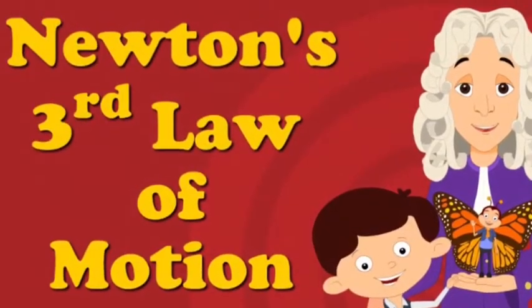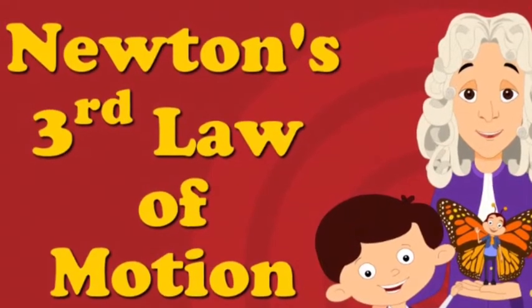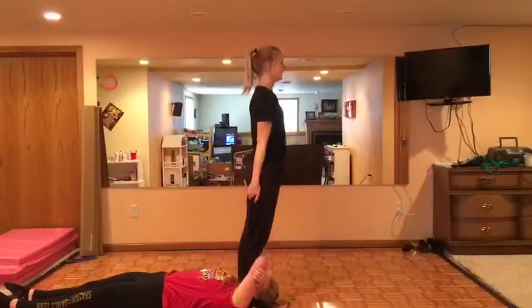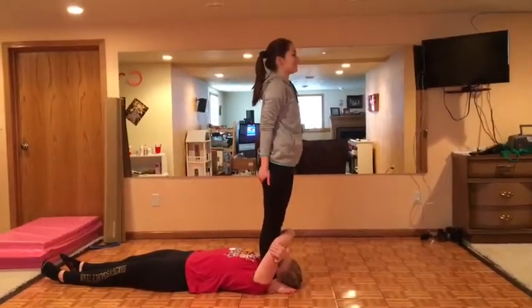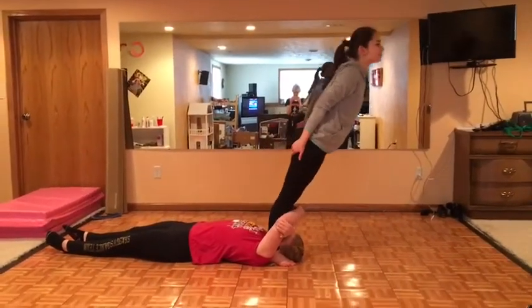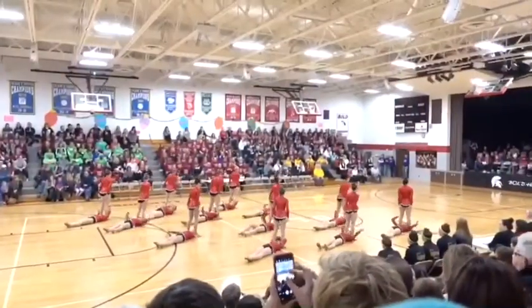Newton's third law of motion: for every action, there is an equal and opposite reaction. The size of the force on the first object equals the size of the force on the second object. The leaner pulls to the left and the holder pulls to the right. The forces are in different directions, but they are the same size.